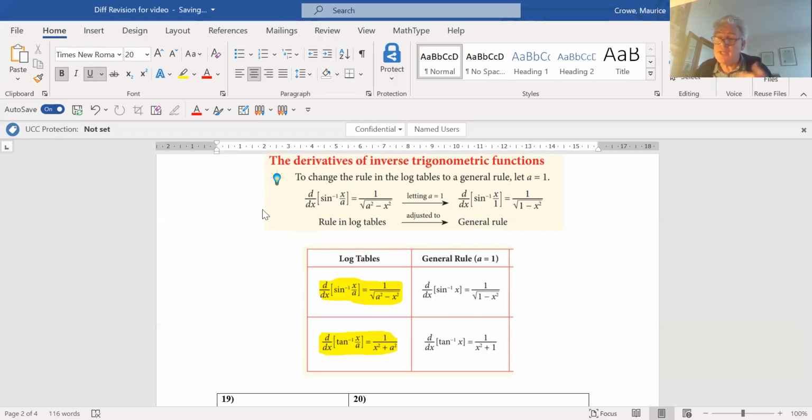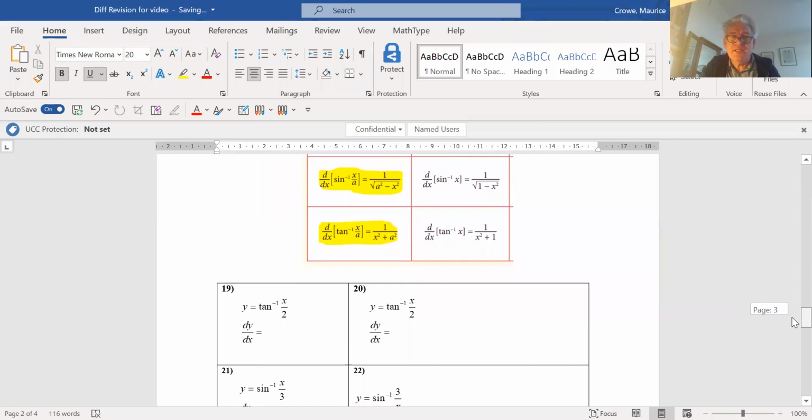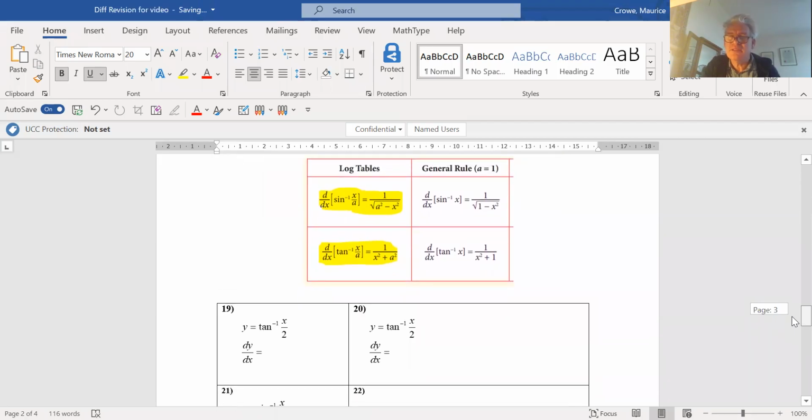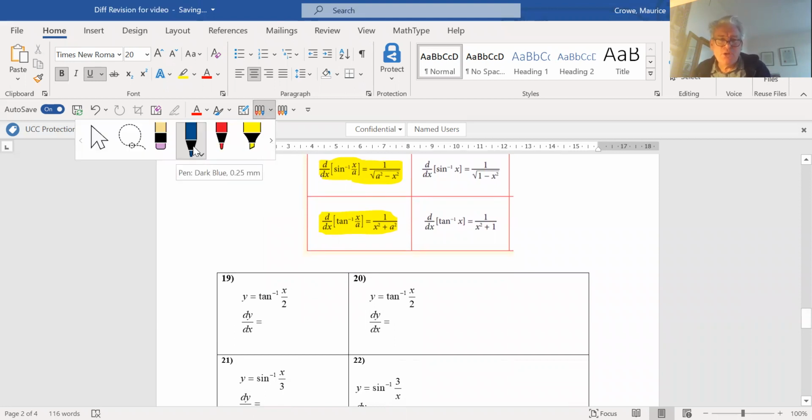But if it doesn't, if there's any change, you're going to have to establish what the general rule is and then apply that. So this could cause problems. And stuff like this is what comes up in the pre, and it's just more annoying than difficult, really. So now look at this one here, tan inverse x over 2. Well, it's in that form, it's ready to go.